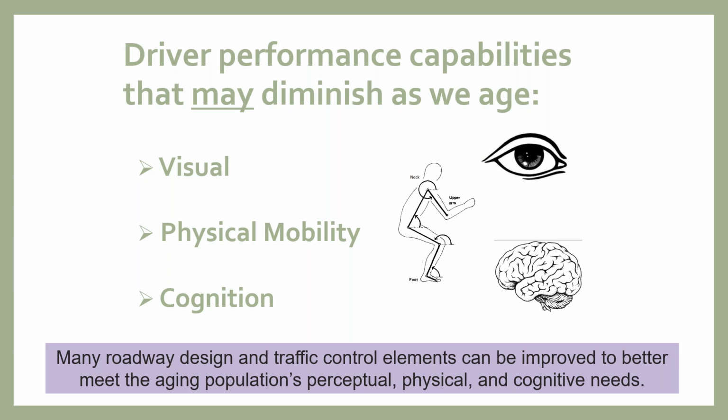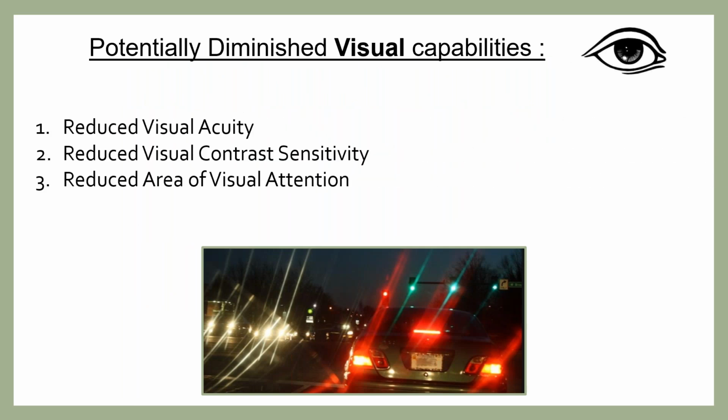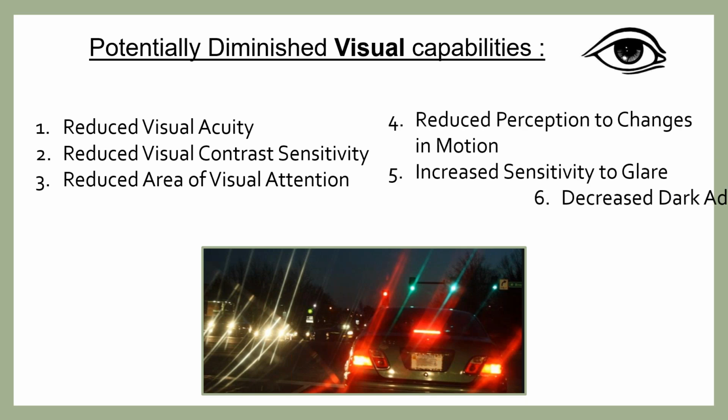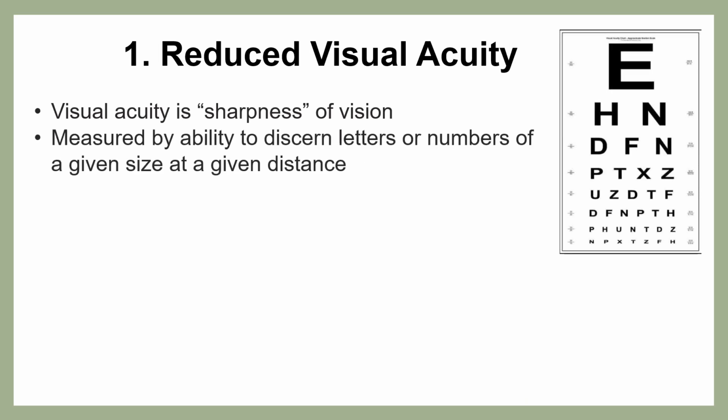These diminishing capabilities do influence driving tasks. So there are things that we can do to design and operate our traffic control devices to better meet the needs of an aging population and relate it to the perceptual, physical, and cognitive needs. So let's start with the visual capabilities. We'll talk about each of these six visual capabilities that diminish, starting with reduced visual acuity. Visual acuity is basically the sharpness of our vision.